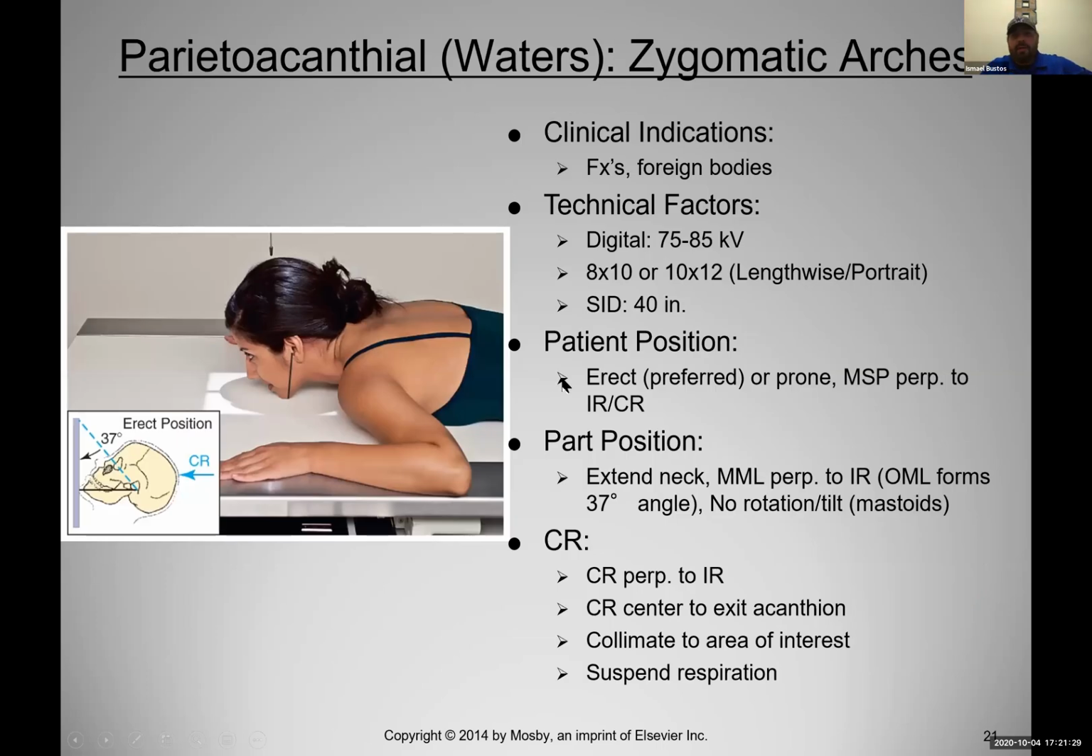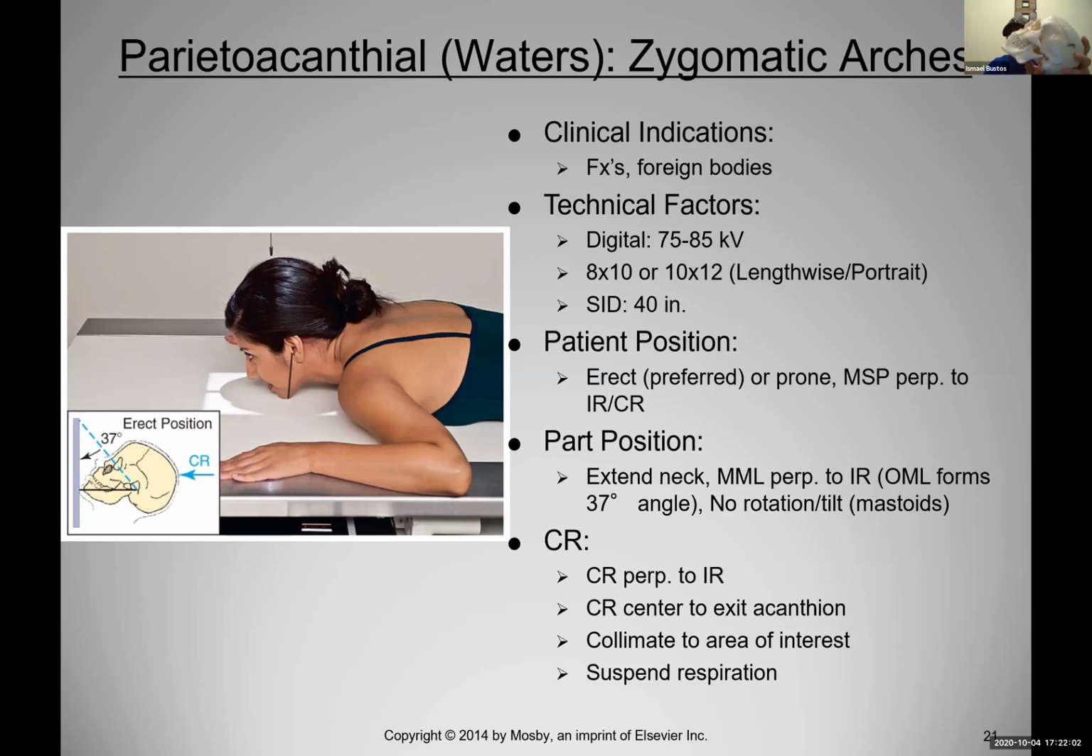Last one, which we've done already, is the parietoacanthial Waters projection of the zygomatic arches. Refer back to page 420 in your text. We'll do again 75 to 85 kVp, 40-inch SID. Erect is preferred, but you can do it prone. For this one, we're going to extend the head, put the chin on the image receptor, and that will bring what positioning line perpendicular? The MML.